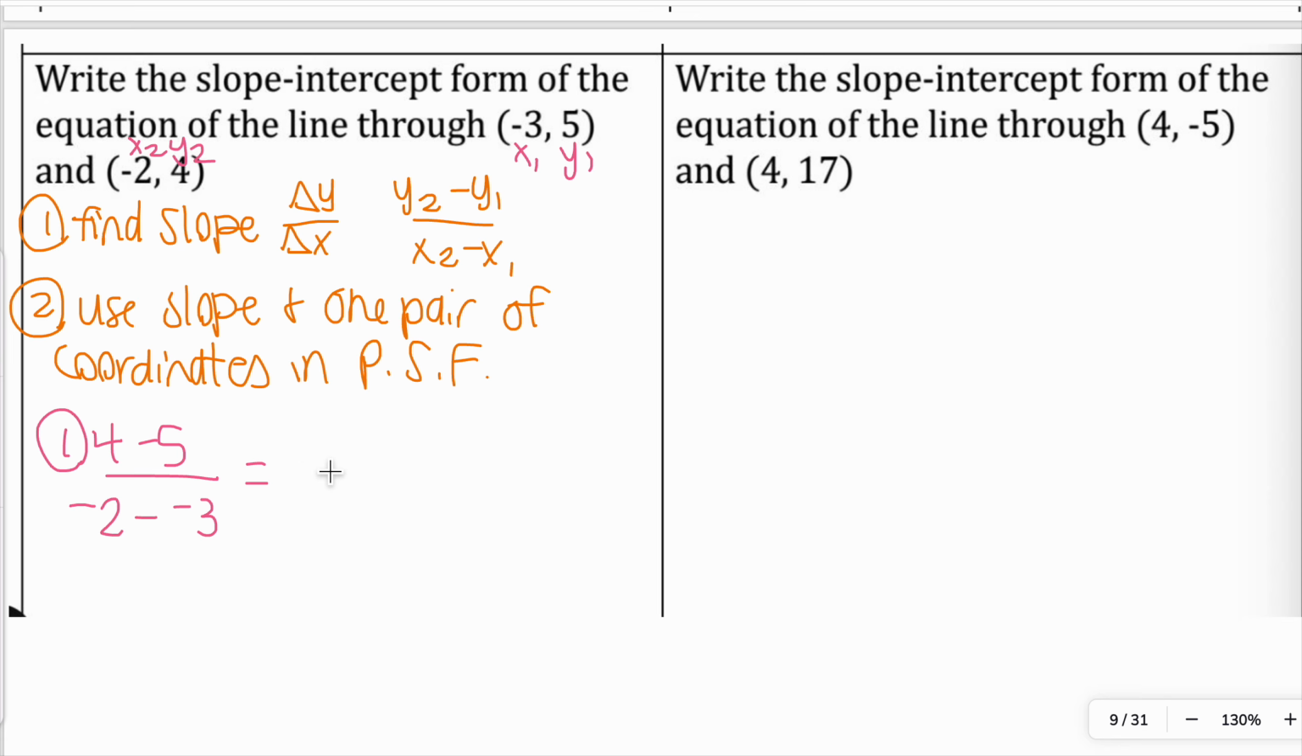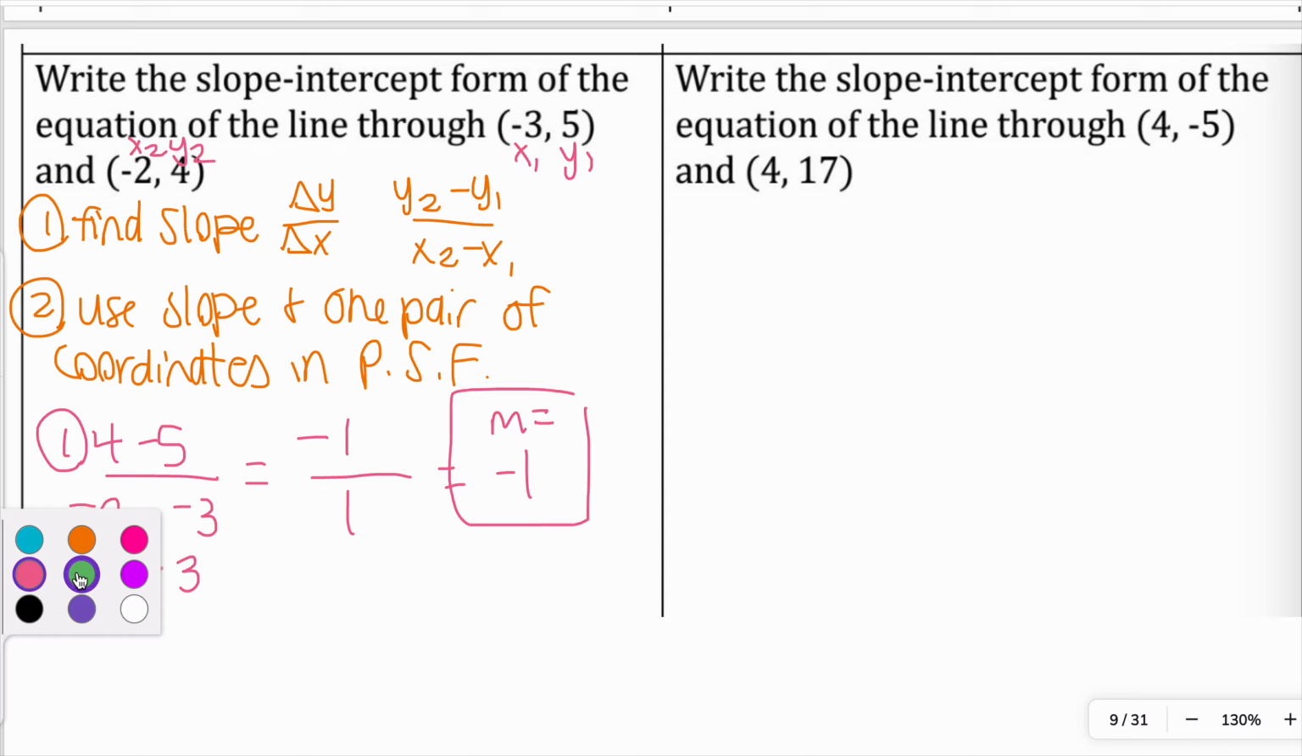Be cautious of your double negatives. 4 minus 5 is -1, and -2 minus -3 actually means -2 plus 3, which is equal to positive 1. So my slope is equal to -1. Okay, that was step 1.